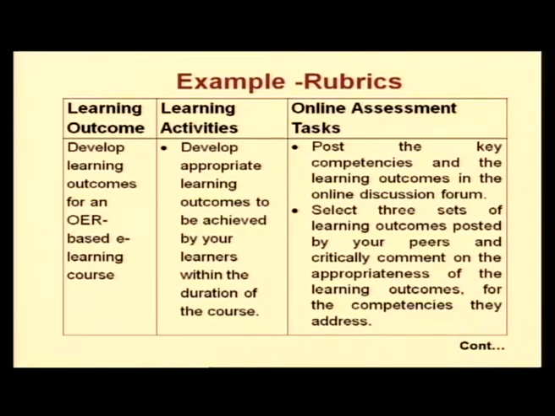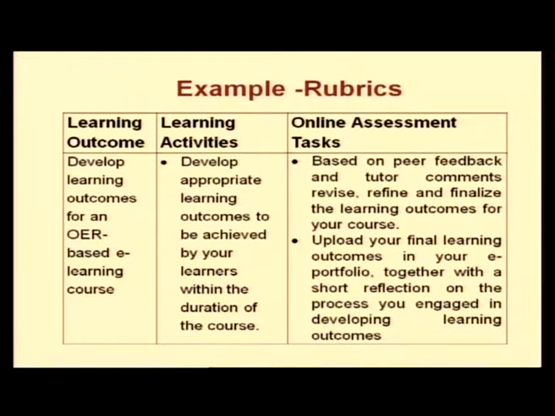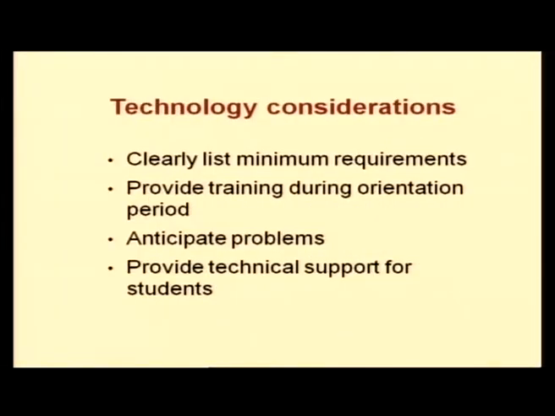Let us see an example, because you have to define the learning outcome, and then you have to create the learning activity, and you have to specify the online assessment for the task. These are some examples of rubrics, and then we will discuss the technology considerations for e-learning. You have to use the minimum of technology. So, clearly you have to list the requirements and provide training to the student, because before that you have to train and orient them, anticipate the problems and provide technical support for the student.